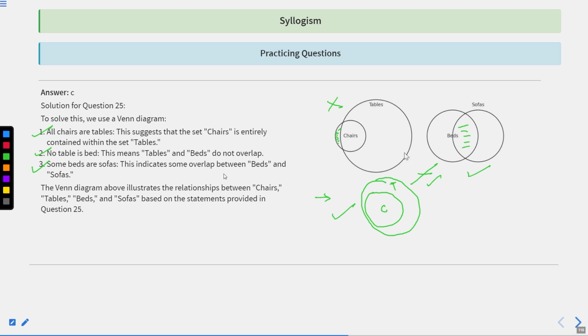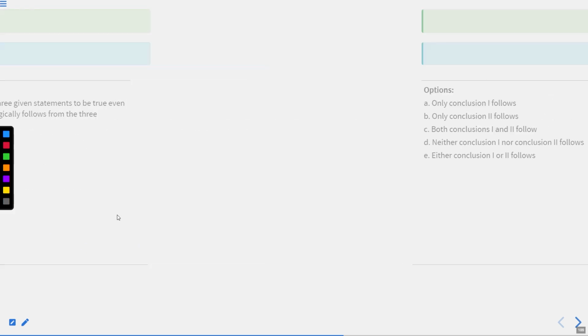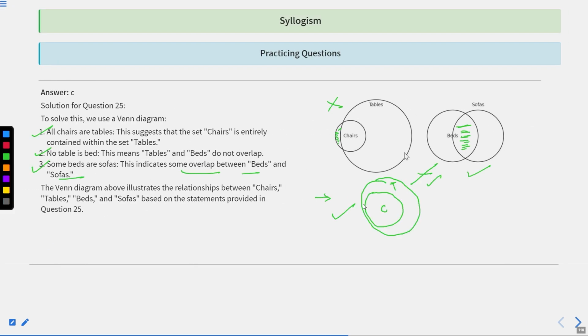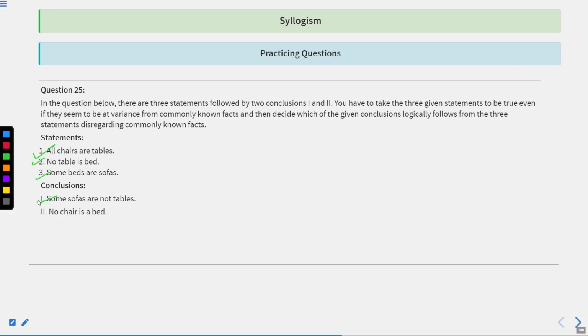And the third statement says some beds are sofa. Some beds are sofa. Yes, that is very true, because some overlap between beds and sofas is there. Now, based on this particular statement, let's figure out: some sofas are not tables. Since there is no relation between tables and sofa, this particular statement that some sofas are not tables is absolutely correct, because no table is sofa. So this particular statement is correct.